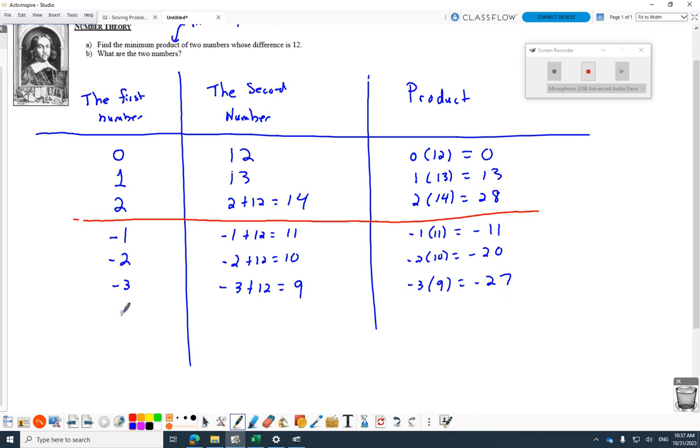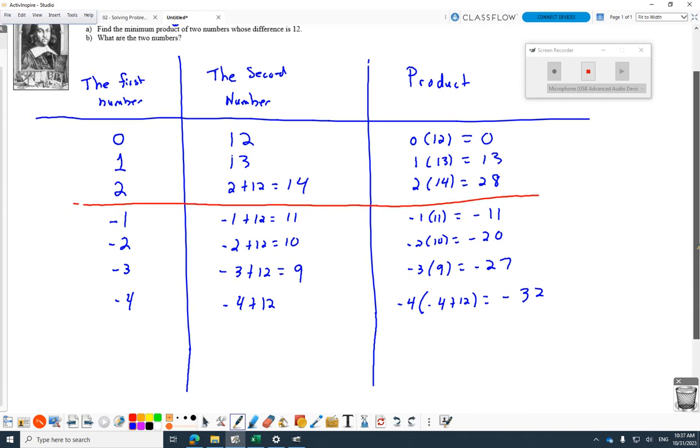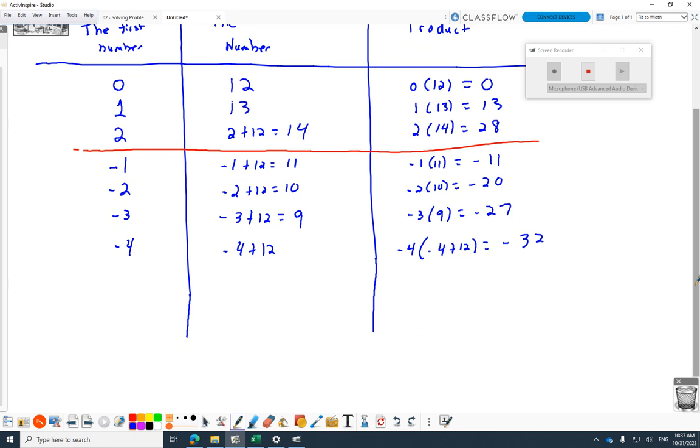Let's see, -4. -4 plus 12. So I got to do -4 times -4 plus 12, which is -32. Mr. Todd, why did you write it that way? That was stupid. I'm like, I'm up to something. I'm up to something, okay? All I did there was I didn't figure out what -4 plus 12 was before I multiplied it. Not really a big deal. It may have just looked lazy, is maybe what happened. Is it still going downwards, though? Still going downwards.